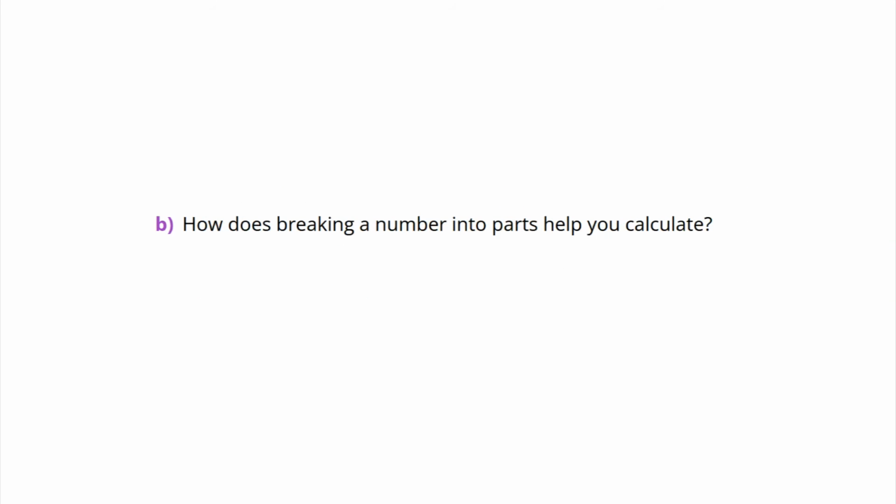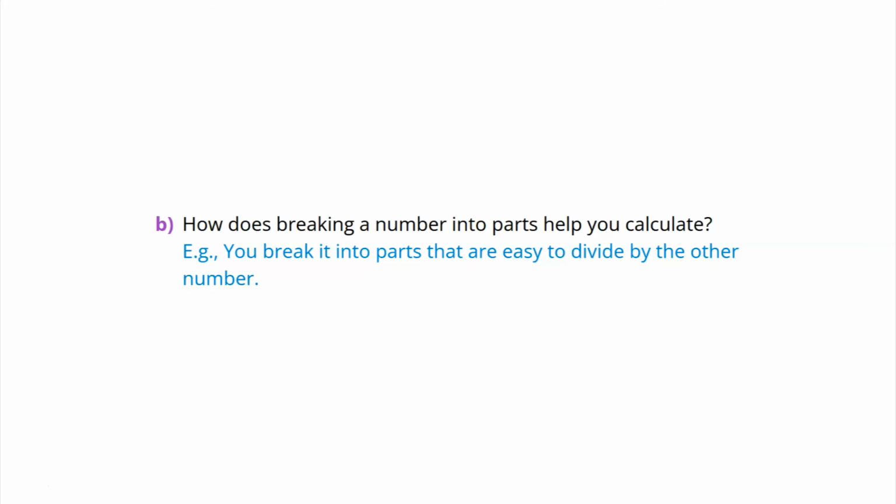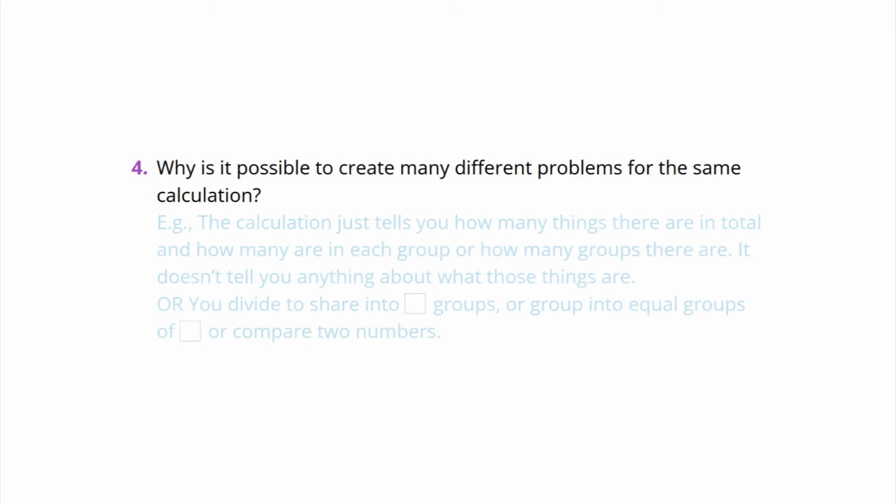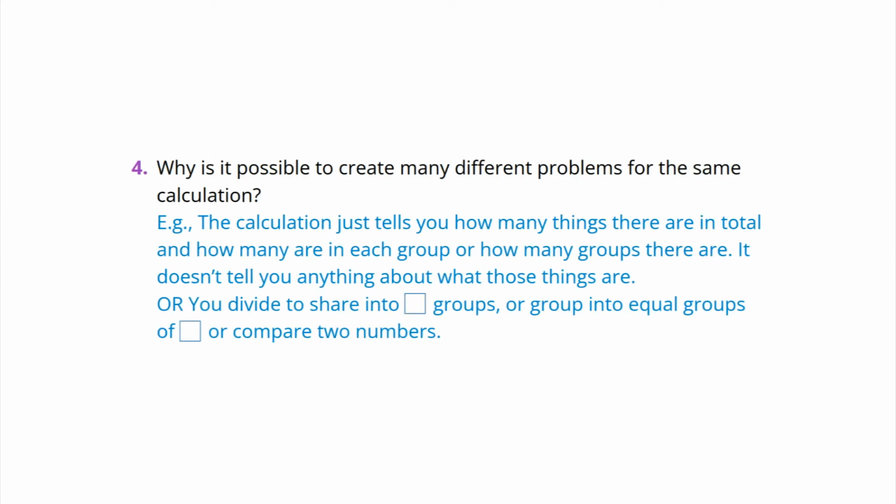How does breaking a number into parts help you calculate? An example response might be, you break it into parts that are easy to divide by the other number. Why is it possible to create many different problems for the same calculation? The calculation just tells you how many things there are in total and how many are in each group, or how many groups there are. It doesn't tell you anything about what those things are. Or another response might be, you divide to share into some number of groups, or group into equal groups of some number, or compare two numbers.